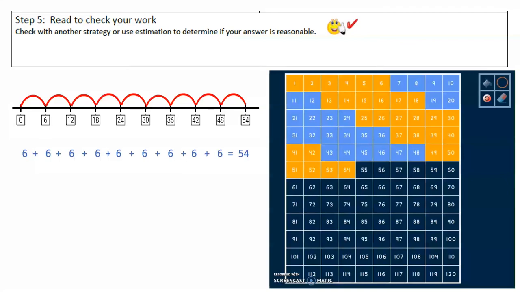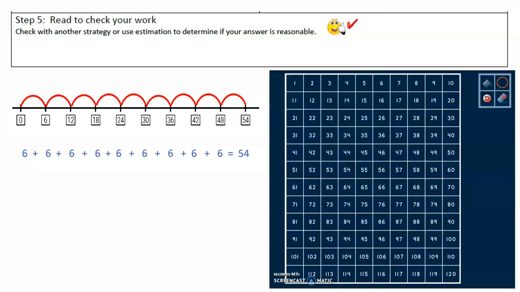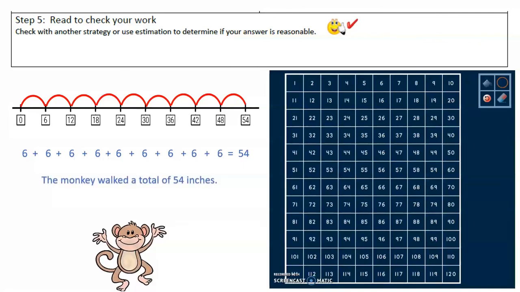One group of 6. Two groups of 6, three groups of 6, four groups of 6, five groups of 6, six groups of 6, seven groups of 6, eight groups of 6, nine groups of 6 is 54. So the monkey walked 54 inches.